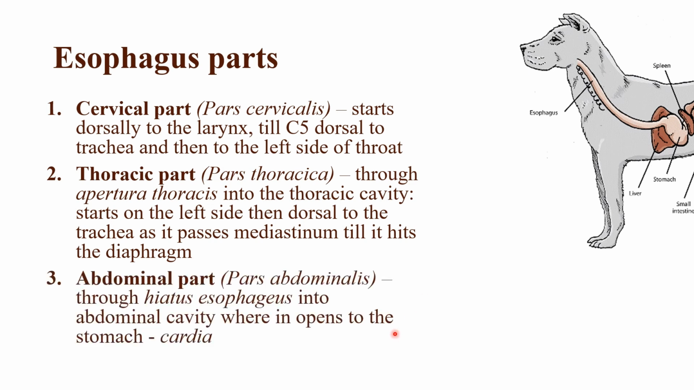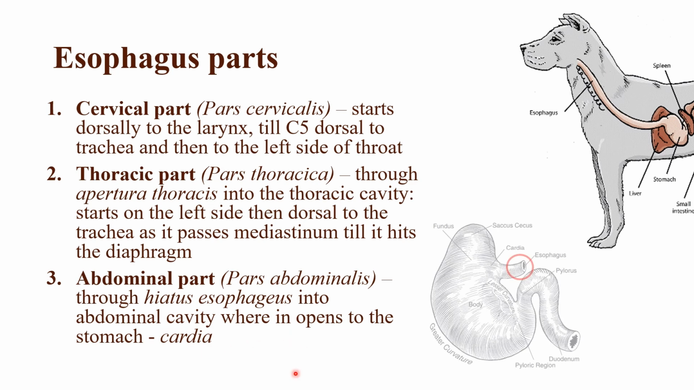And as for the abdominal part, pars abdominalis, it goes through the hiatus esophageus, basically through the opening for the esophagus in the diaphragm. It enters the abdominal cavity, where it is now open to the stomach. And this is the area where it enters.